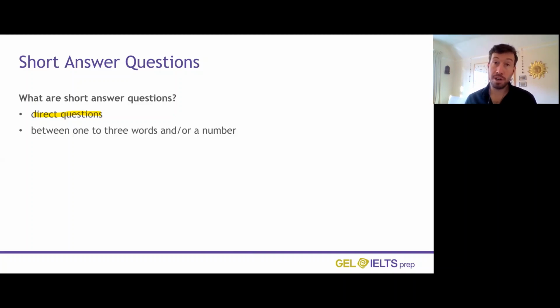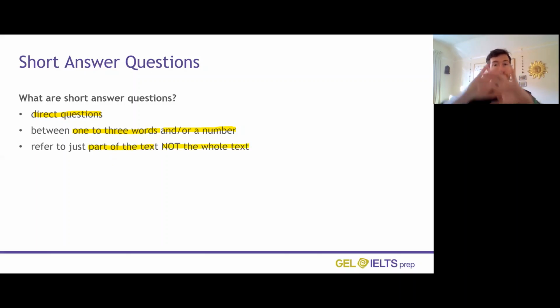Usually you get a word limit with them as well. So it can be often between 1 to 3 words and or a number. That's the maximum amount that you can write in the answers. And they refer to just part of a text, not the whole text. So you don't have to understand the whole text to understand the short answer questions. They're usually just a specific part of the text.